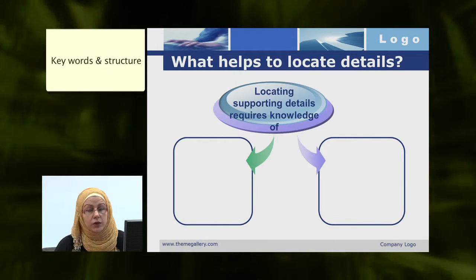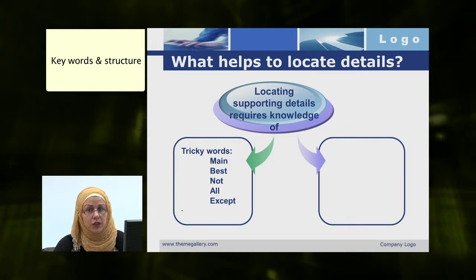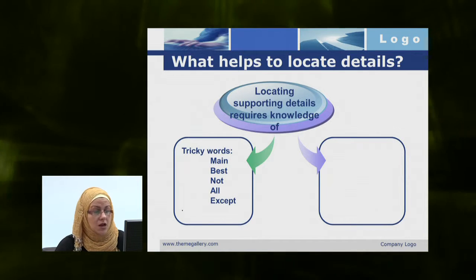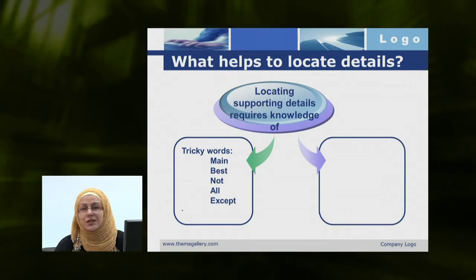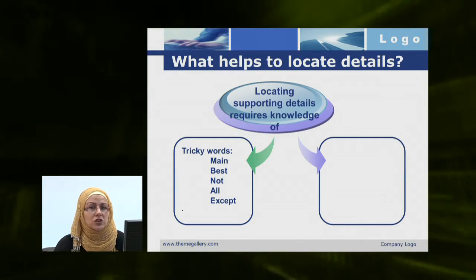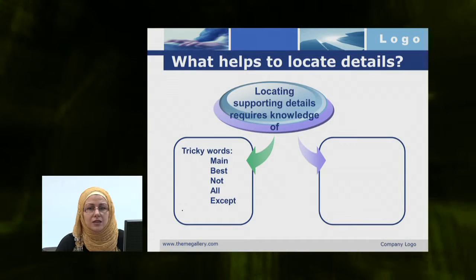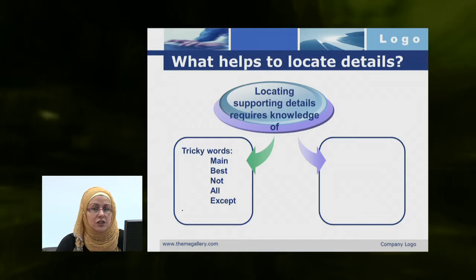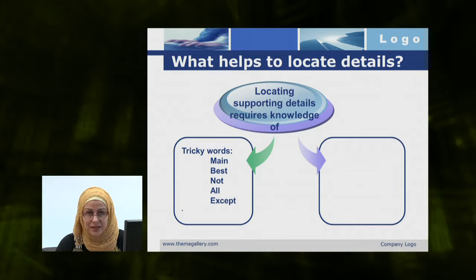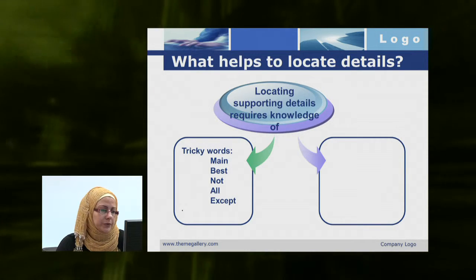What helps us locate details in a passage? Locating supporting details requires knowledge of tricky words. Some tricky words are the main, the best, not, all, except. These words are very important because they usually appear at the beginning of the question stems in exams. They are there to help students and guide them through the text and through the details spread over the text. If you just focus on the stem without paying attention to those tricky words, you might be misled and you might get the wrong answer.